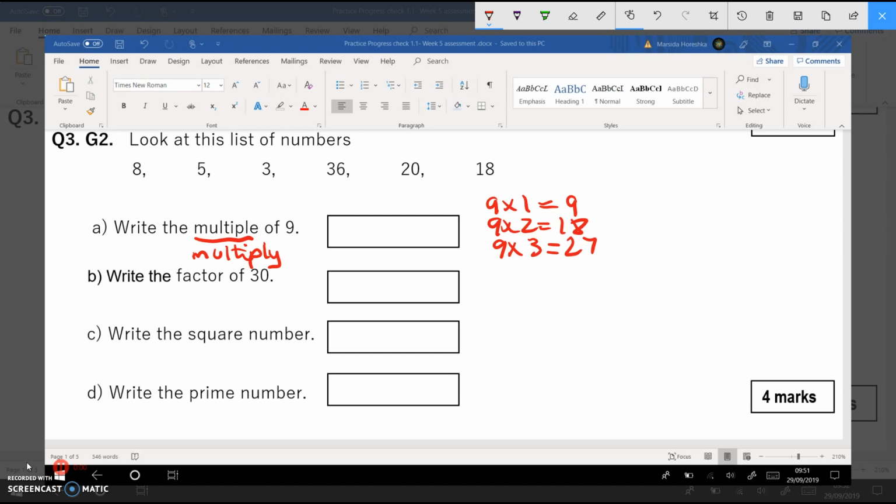Which one of these numbers is appearing here? And that's 18. So 18 is a multiple of 9. Write the factor of 30. So factors, to help you remember, there are different factors that contribute to something. For example, to pass in the course, it's got to do with attendance, punctuality, doing homework, and a range of other things. These tend to be smaller than the number itself, so there would be smaller factors that they all contribute to the big thing, which is passing the course, and in this case that's the number 30.